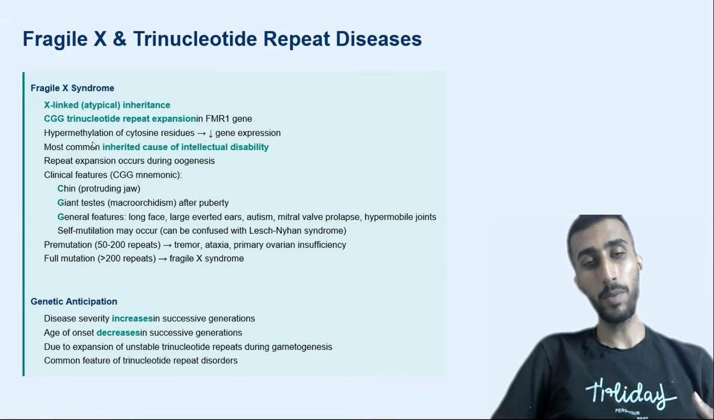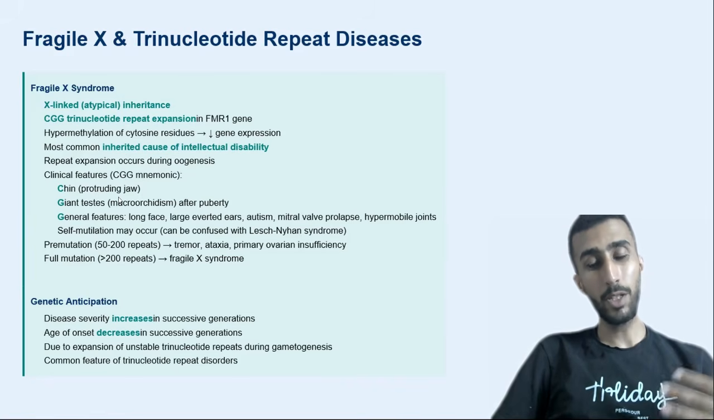Remember, hypermethylation at the epigenetic level is gonna cause gene suppression, and this is the most common inherited cause again of intellectual disability. Repeat expansion, of course, CGG, and there is an X chromosome fragile site.